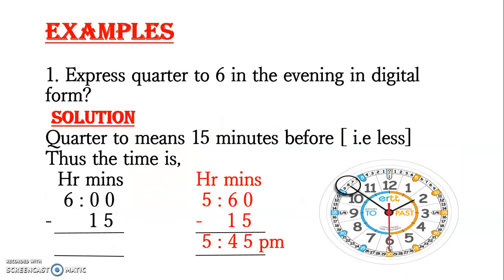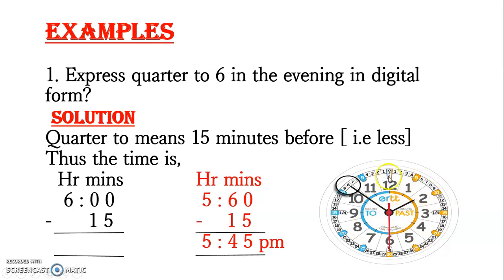Now, the first example says, express quarter to 6 in the evening in digital form. Express quarter to 6 in the evening in digital form. Our solution to that, quarter to. Now, take a look at this.